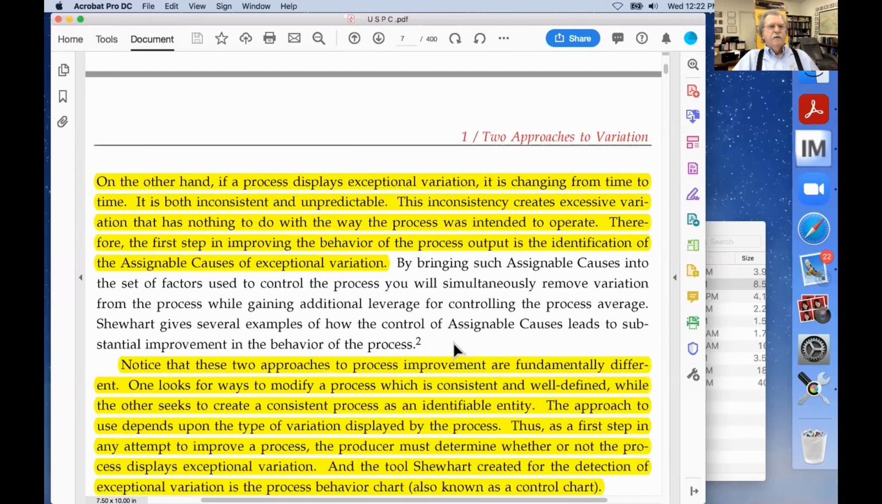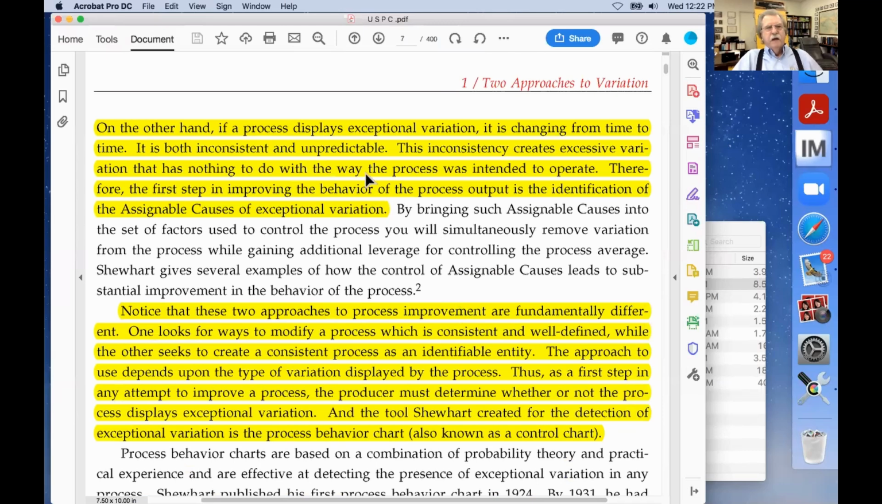On the other hand, page 7, if a process displays exceptional variation, it is changing from time to time. It is both inconsistent and unpredictable. This inconsistency creates excessive variation that has nothing to do with the way the process was intended to operate. Therefore, the first step in improving the behavior of a process, the process outputs, is the identification of the assignable causes of exceptional variation.